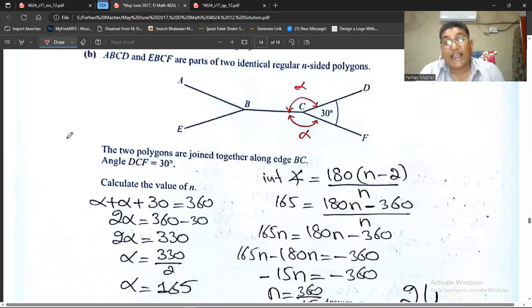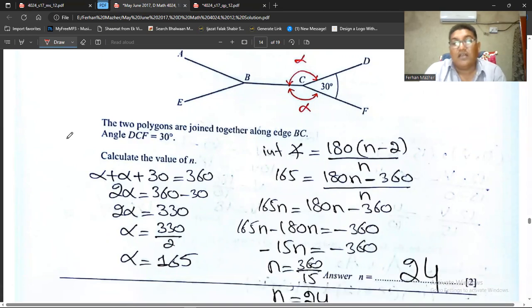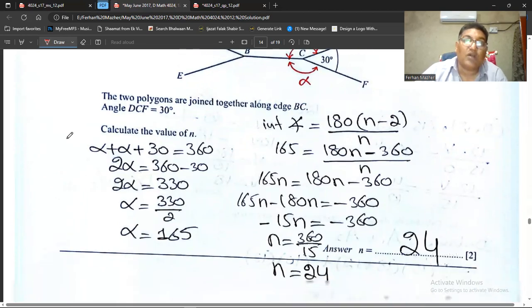Now I know the internal angle of that polygon, I can find its sides also. You know the internal angle is equal to 180 times (n minus 2), the whole thing divided by n. The internal angle is 165. So 165 equals (180n minus 360) divided by n. So 165n equals 180n minus 360. So 165n minus 180n equals minus 360. So minus 15n equals minus 360. Minus will be gone. So n will be equal to 360 divided by 15.